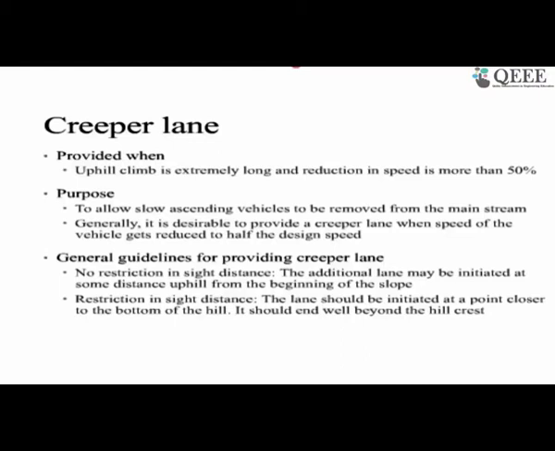And this extra lane is called the creeper lane because the slow moving vehicles are going to creep in this lane. And whenever we are providing this extra lane, the creeper lane, we need to make sure that there is no restriction in sight distance. Because if there is a restriction in sight distance, the fast moving vehicle will not know where the slow moving vehicle is, and they will also not know where the creeper lane is. So that becomes a safety hazard.